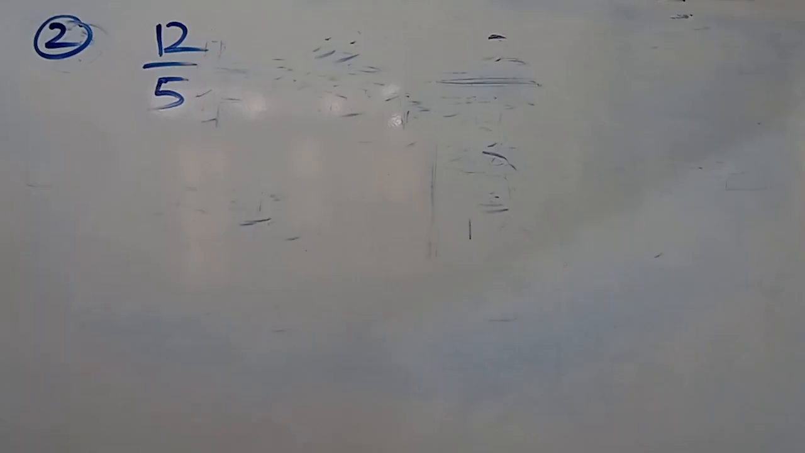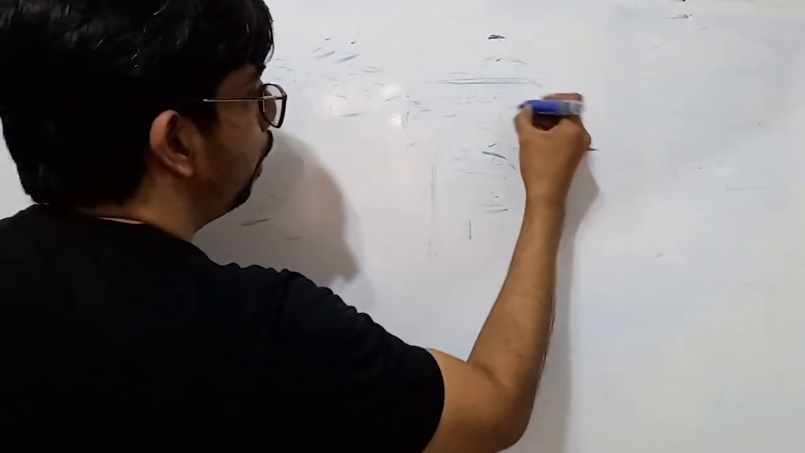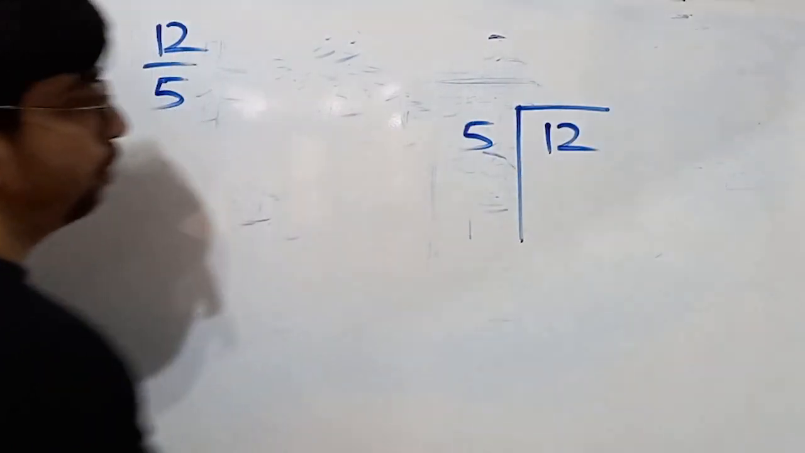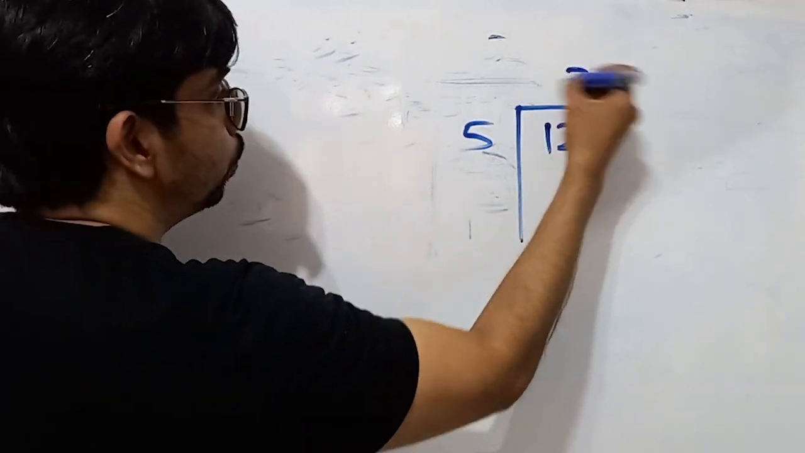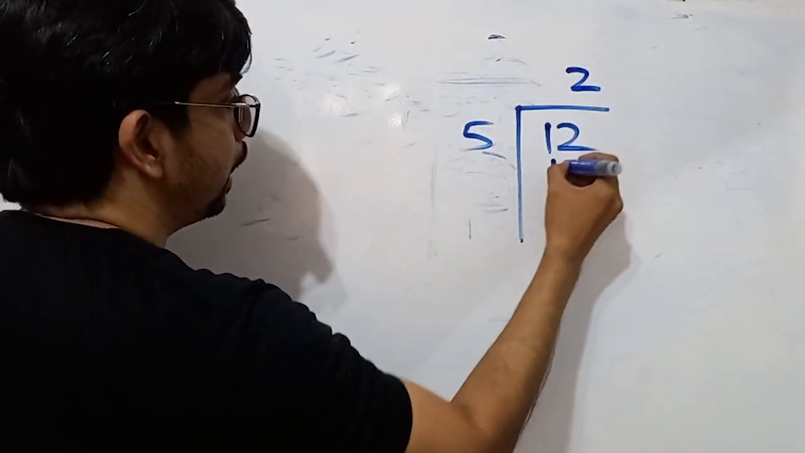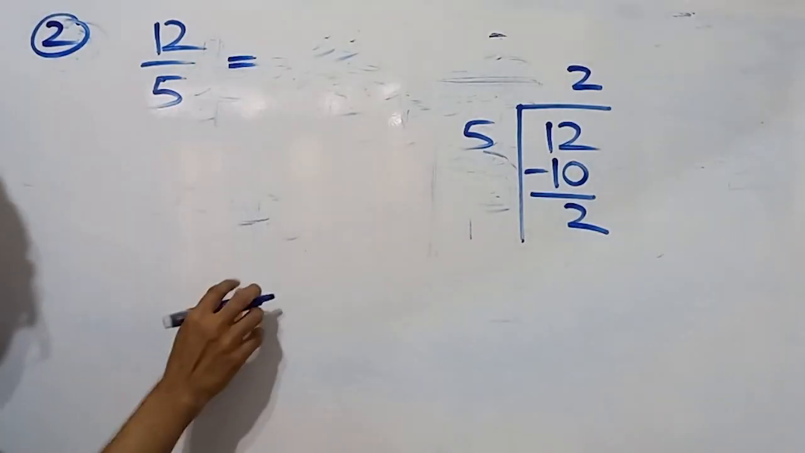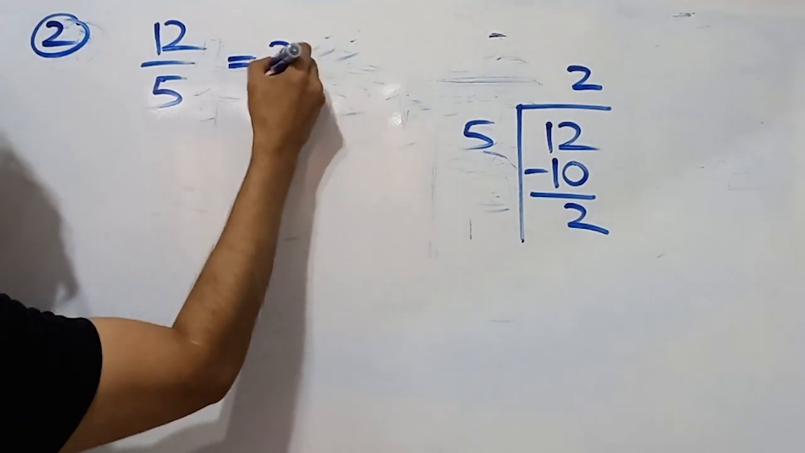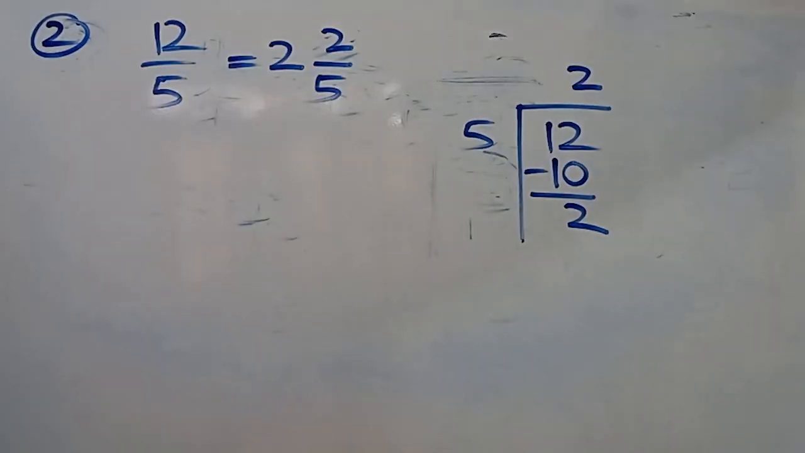Right. So we come to question number 2. There we have 12 by 5. So what do we have to do? 12 we have to divide by 5. How many 5s are there for 12? We can go up to 2. 5 into 2, that is 10. 12 minus 10, we get a 2. So that means here the whole number part is 2. Denominator is 5 and the numerator is 2.